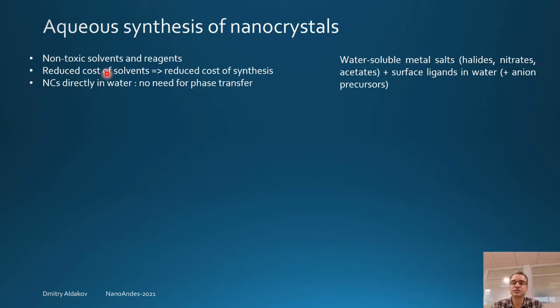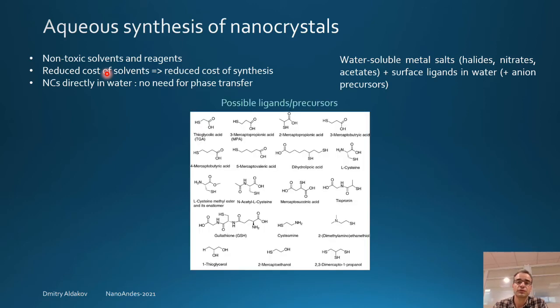The principle is simple. You take water-soluble metal salts, halides, nitrates, acetates, and you use some surface ligands in water. The potential ligands and precursors you can see here. Usually it's bifunctional or trifunctional molecules. They have a thiol function, which binds to the core of nanocrystals, and let's say carboxylic acids or amines to make them soluble in water when you ionize them.